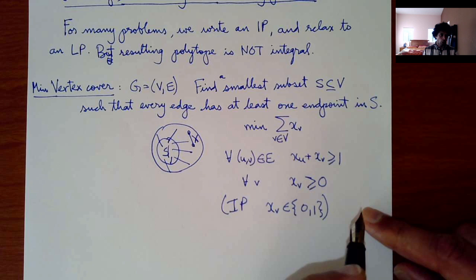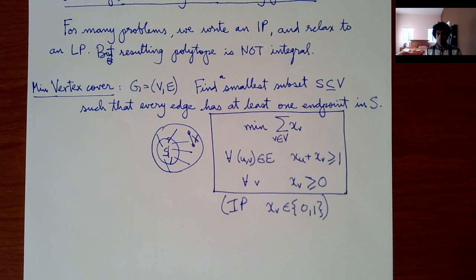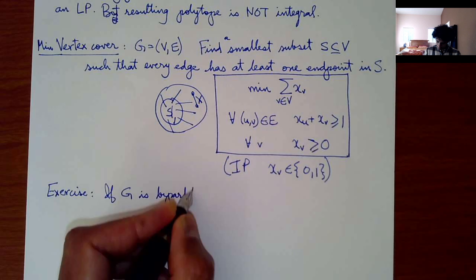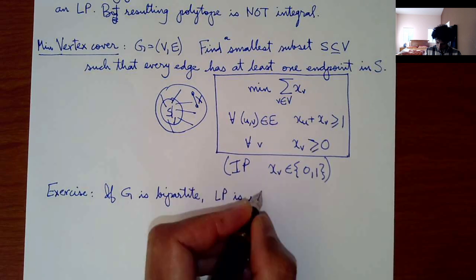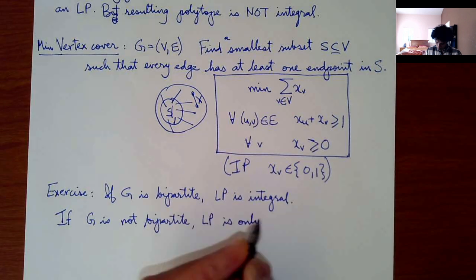Are there any questions about this? So this is the LP here. And this LP is not integral. It is only integral if the graph is bipartite. Or rather, I should say, if the graph is bipartite, then the LP is integral. That's the correct way to say this. So here's an exercise: if G is bipartite, then the LP is integral. But if G is not bipartite, the LP is only a relaxation.